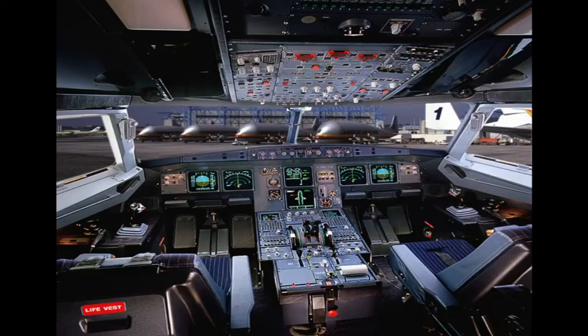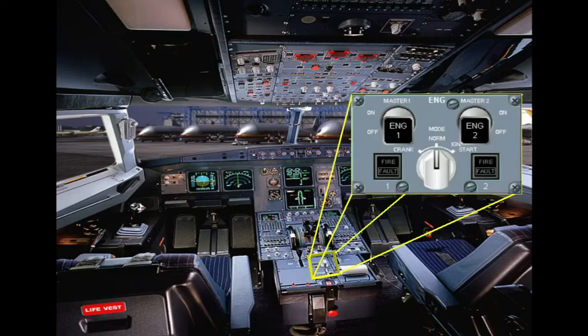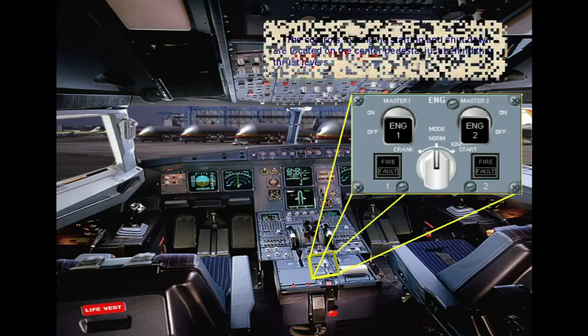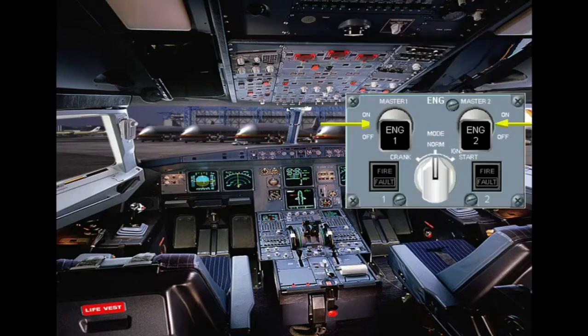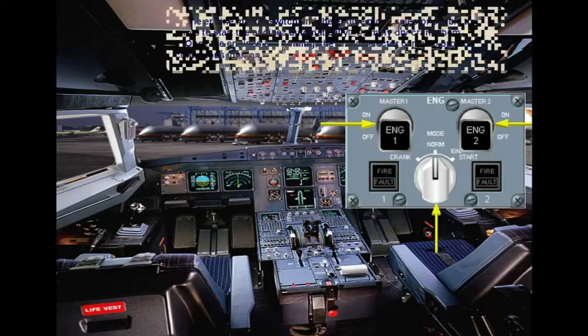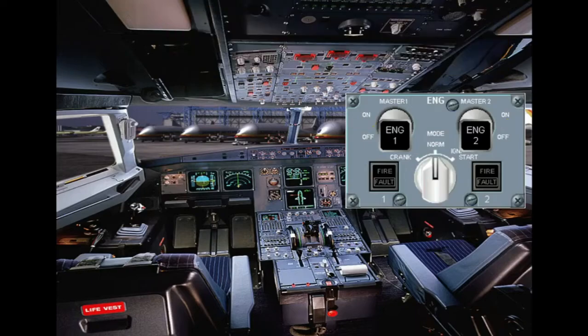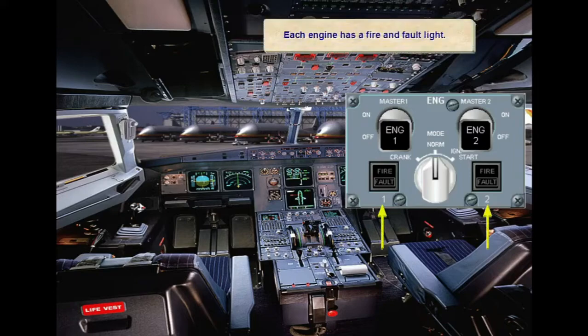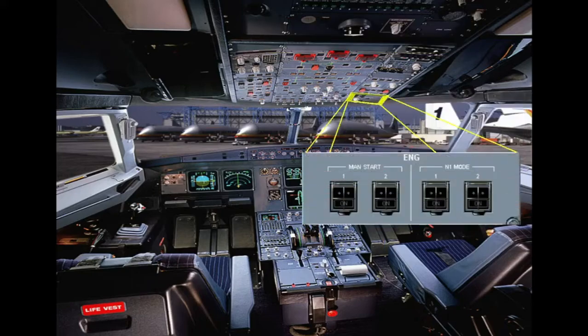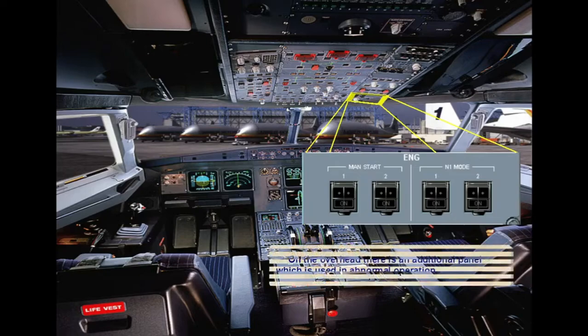The controls for engine starting and shutdown are located on the center pedestal, just behind the thrust levers. The engine master switch and the engine mode selector enable the pilots to start the engines automatically or simply dry crank them. Once the engines are running, the mode selector can also provide continuous ignition. Each engine has a fire and fault light. On the overhead, there is an additional panel, which is used in abnormal operation.